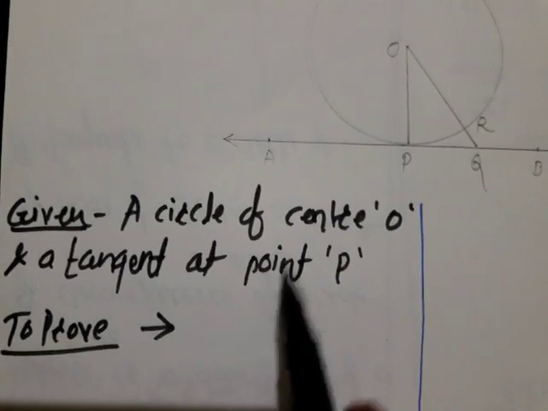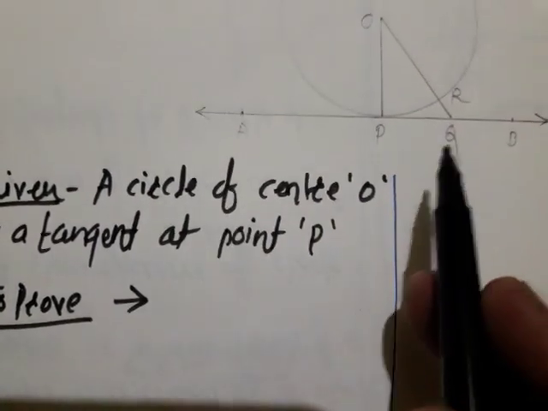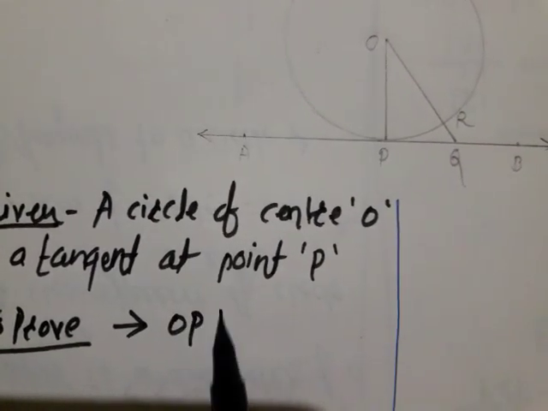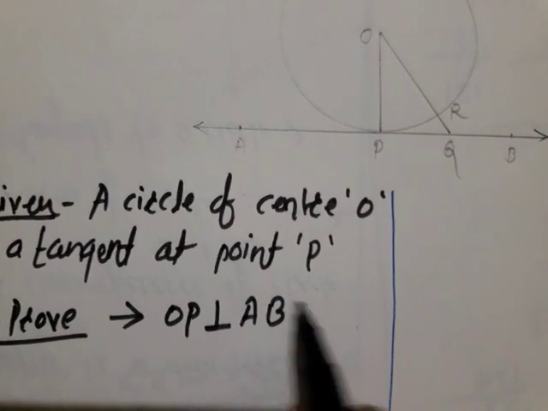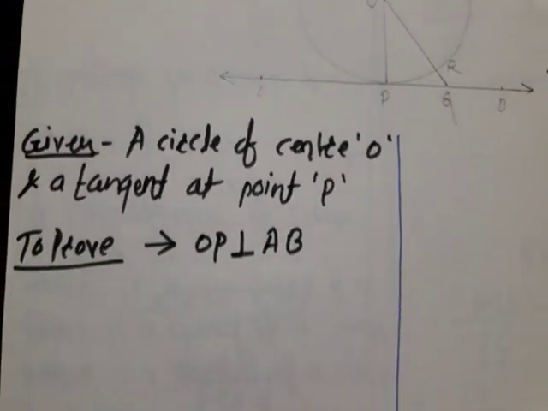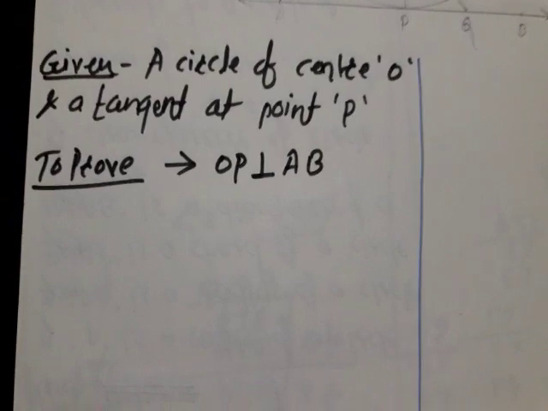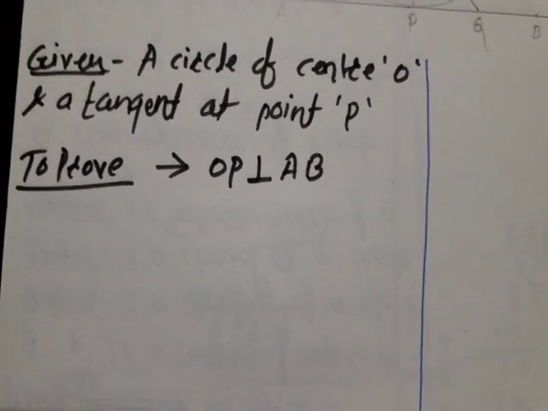What we are going to prove? OP is perpendicular to AB. OP is perpendicular to AB. Means radius is perpendicular to tangent, or tangent is perpendicular to the radius. Okay.